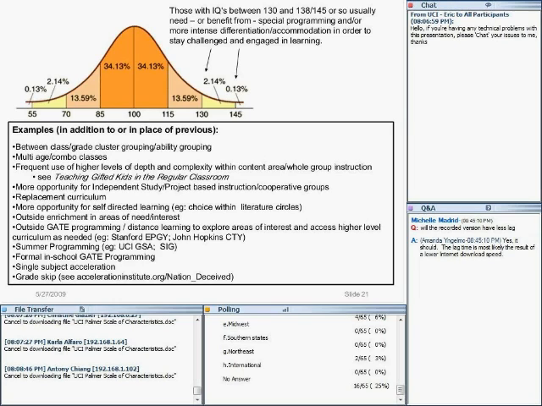Most people have heard of the Teaching Gifted Kids in the Regular Classroom book. Some of those methods of providing more depth and complexity can be used within a regular classroom or a GATE classroom, cluster classroom.